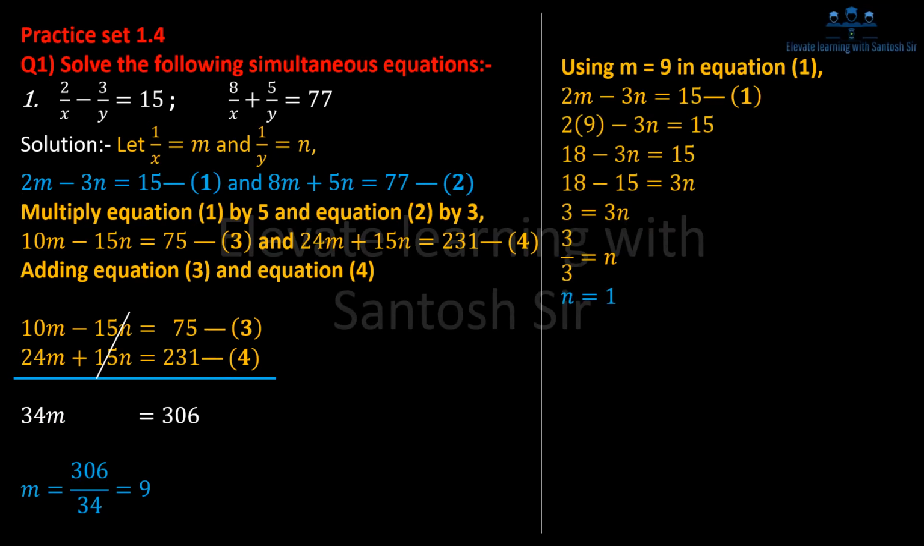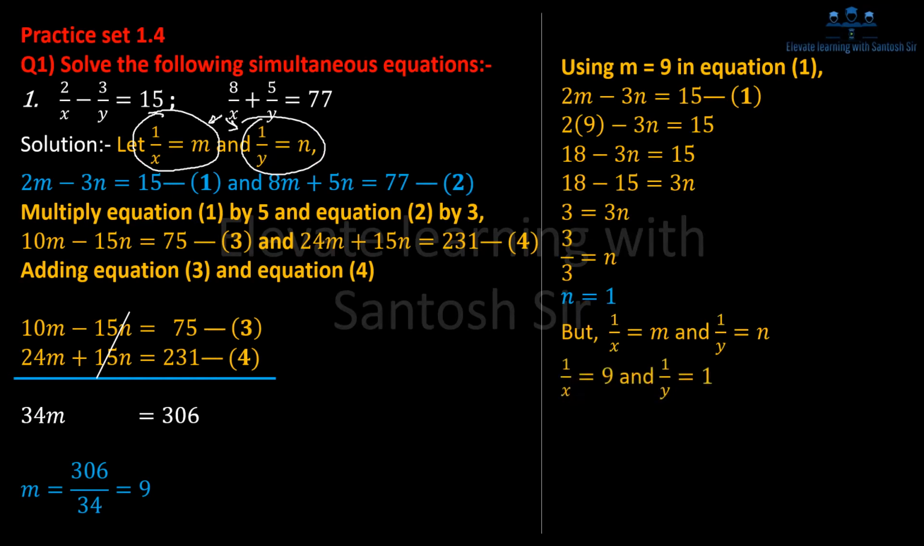So how to relate m and n with x and y? In the beginning, we had considered that 1 upon x is m and 1 upon y is n. This relation will help us now. We know that 1 upon x is m and 1 upon y is n. It means that 1 upon x is 9 and 1 upon y is 1. On simplifying this ahead, we can get the value of x as 1 upon 9 and y as 1. Let's proceed to the next question.